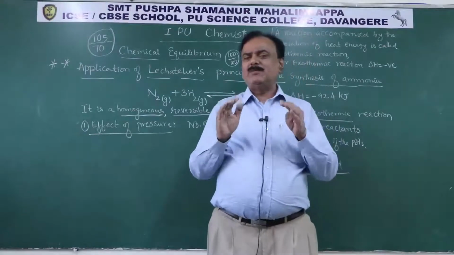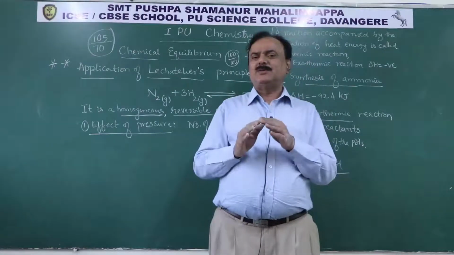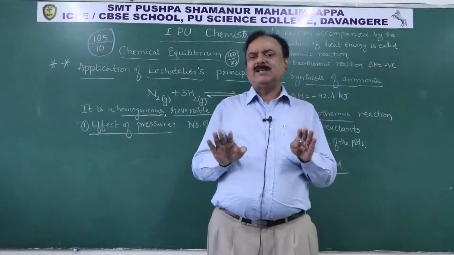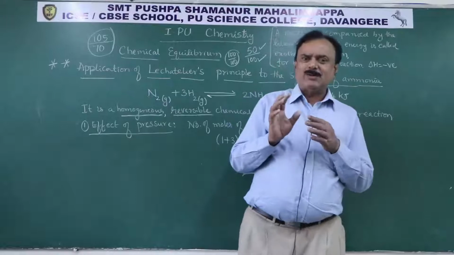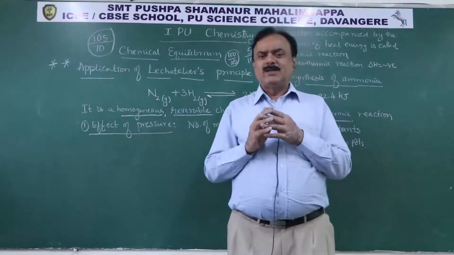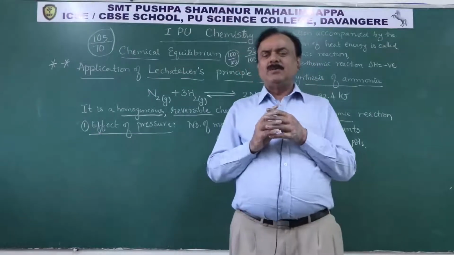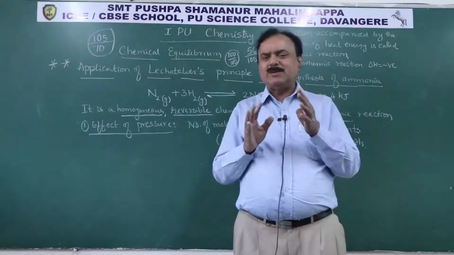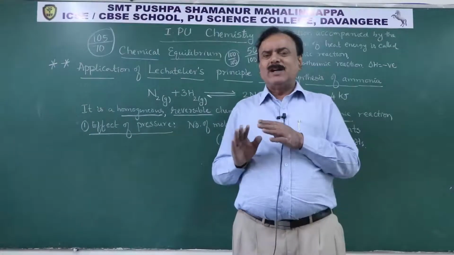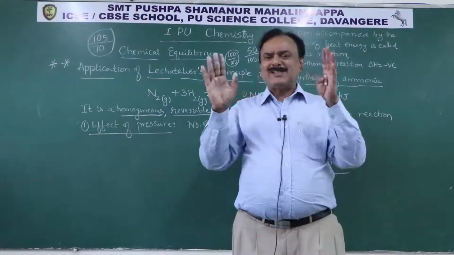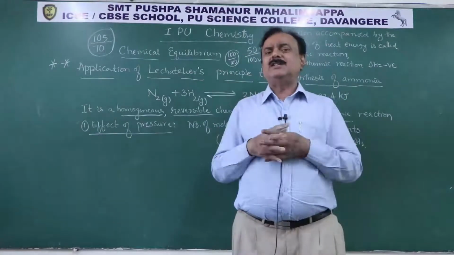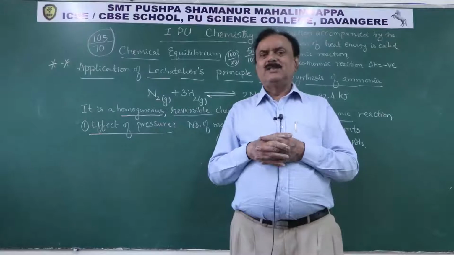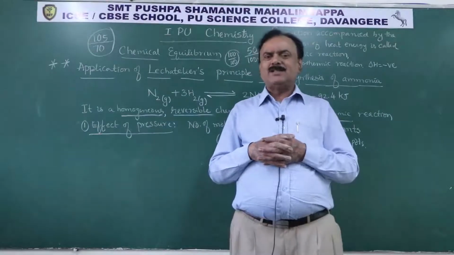Suppose you are keeping 1 mole of nitrogen and 3 moles of hydrogen in a closed cylindrical container, because I mentioned if the chemical reaction occurs in a reversible direction, then what is the condition? Both reactant and product molecules should be kept in the same vessel, the product molecules are not allowed to escape from the container, and the conditions are maintained constant throughout the cylindrical container. This is the condition.